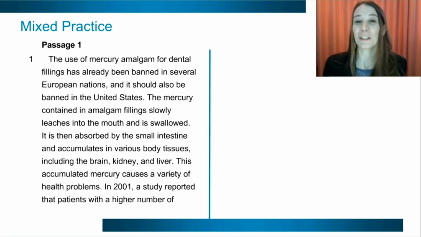So in this first paragraph, I want you to identify the author's claim, as well as the evidence that the author uses to support that claim. Go ahead and pause the video and unpause once you've identified those two components of this first paragraph.